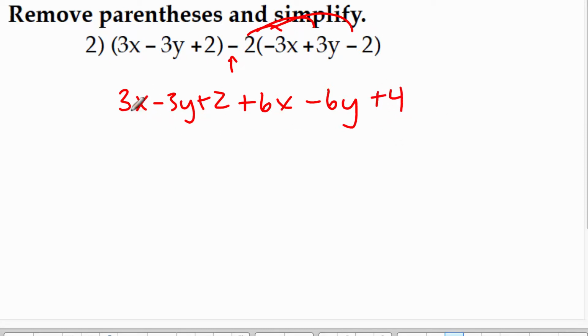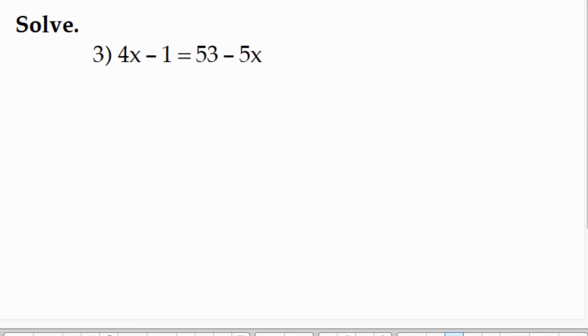Now collect like terms. The 3x and the 6x are alike, so add those, it's 9x. Minus 3y and a minus 6y is a minus 9y. And then 2 plus 4 is plus 6. There we go.